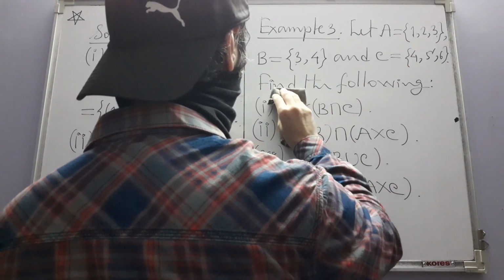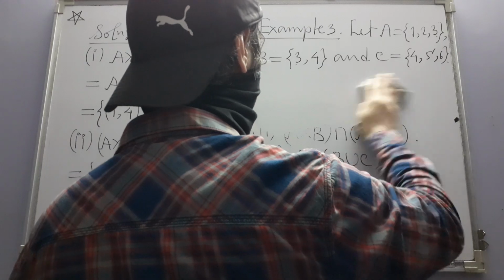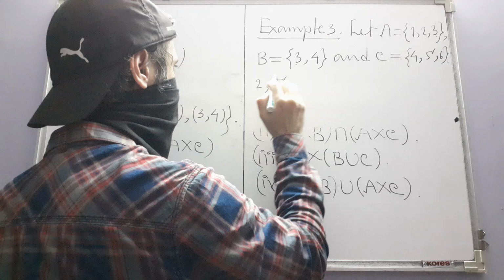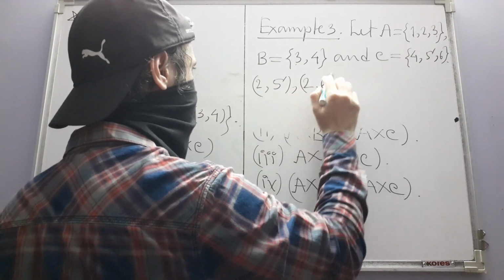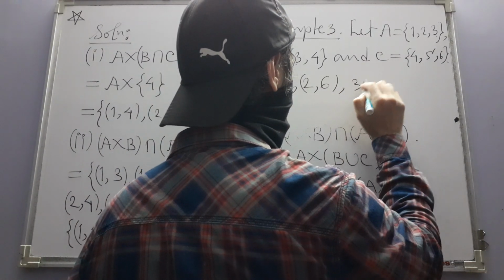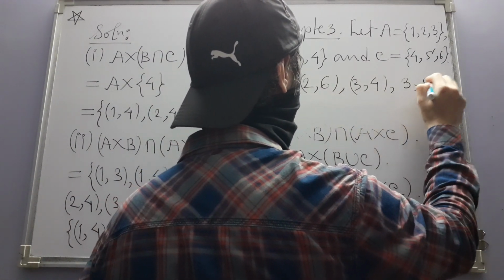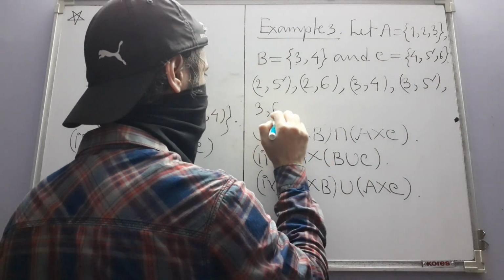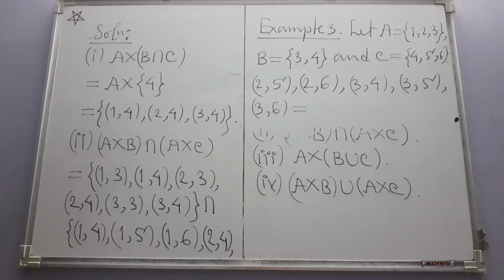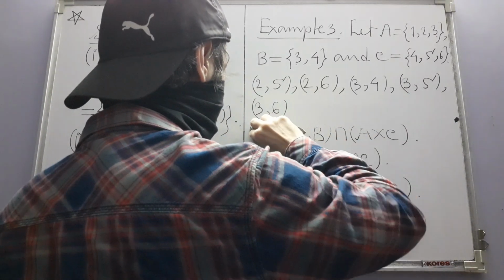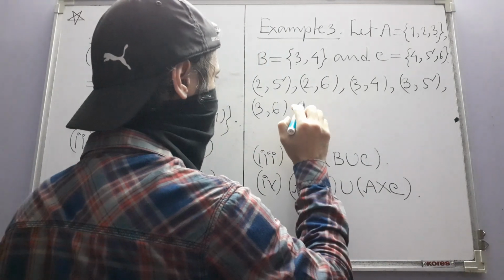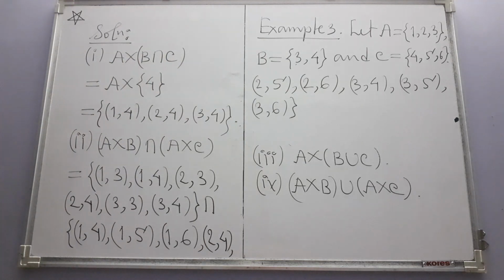Let me keep the sets, okay, and continue from here. 2 4, 2 5, 2 6, and then finally 3 4, 3 5, 3 6. Okay, ideally I should not write like this, no? I should write in the next line. And again, don't forget to close the bracket.